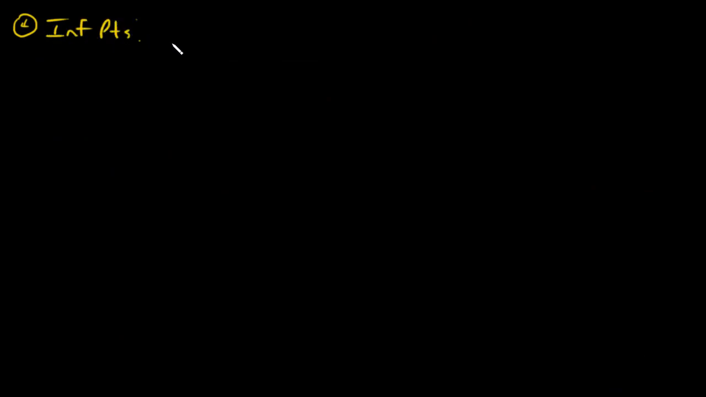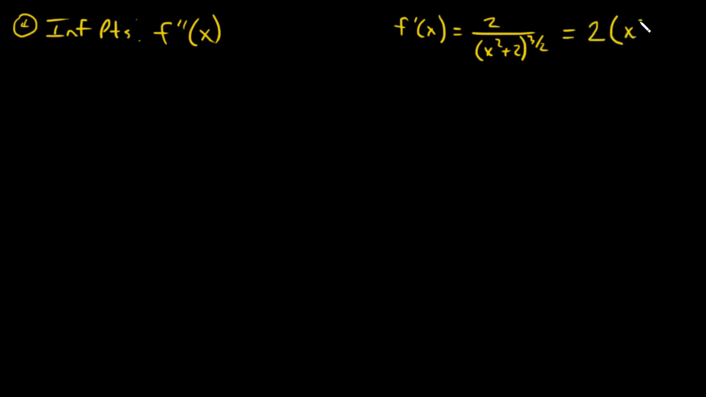Step 4, looking for my inflection points. And that occurs when f double prime of x equals stuff. So I need to find f double prime. Well, to find f double prime, I need my f prime. So I've got f prime of x is equal to 2 over, here we go, x squared plus 2 to the 3/2 power. I'm going to rewrite this into a different form, which will be way easier to differentiate as 2 times x squared plus 2 to the negative 3/2 power.